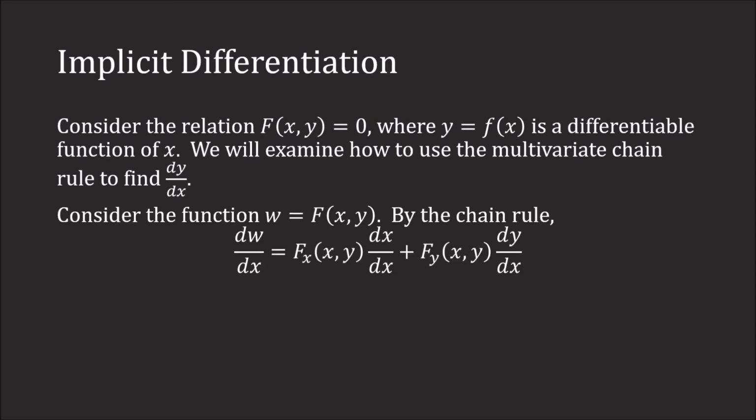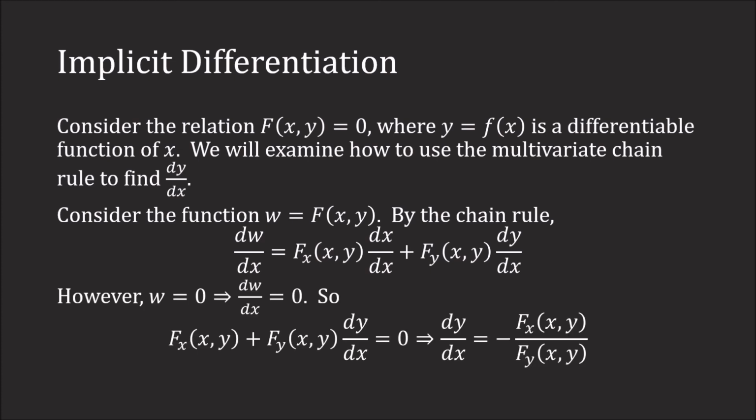So consider the function w equals f of x, y. By the chain rule, dw dx is f sub x of x, y times dx dx, plus f sub y of x, y times dy dx. However, w is equal to 0, so the derivative of w must be 0. So f sub x of x, y, because dx dx is just 1, plus f sub y of x, y times dy dx must be 0. And so solving for dy dx, we get negative f sub x over f sub y.